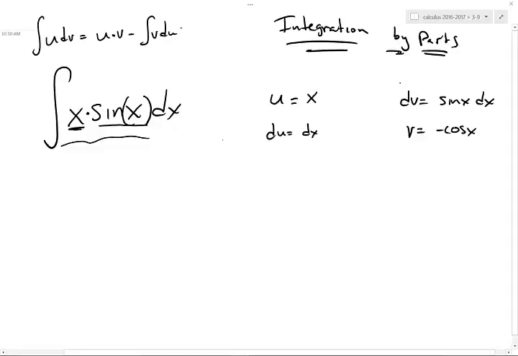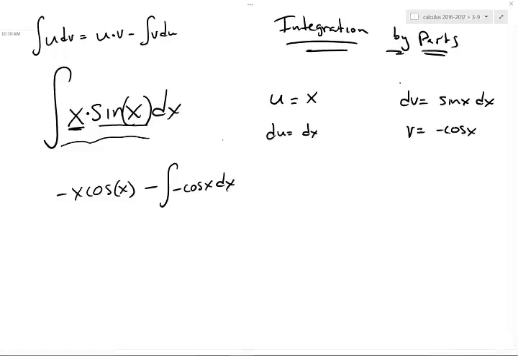What is u times v, friends? Why, it's minus x cosine x. Are you with me? Minus, because this is always a minus. You see this? That's part of the formula. The integral of v du. Oh, that's hot. I'm just filling in the blanks.